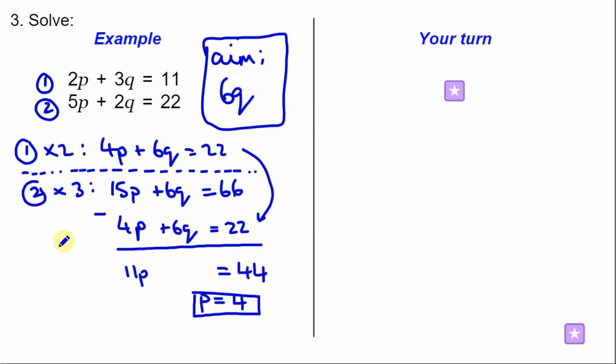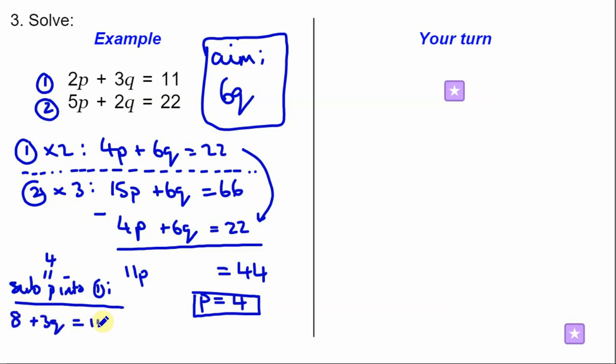Well, I probably want to sub p into number 1. Sub p equals 4, I should say, into equation 1. So 2p is 8, plus 3q is 11. You might just be able to spot from this that q equals 1. So there are our answers.